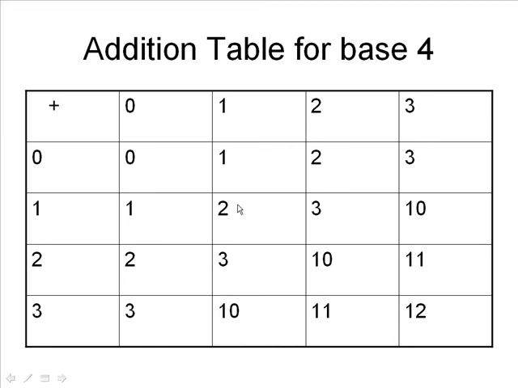So we convert the base 10 number 4 to the base 4 number 10. And similarly, we find the third column. 2 plus 2 is 4, so it is 10, and 2 plus 3 is 5, which is 11. And the same for the fourth column. And in the last column, 3 plus 3 is 6, which is 12.